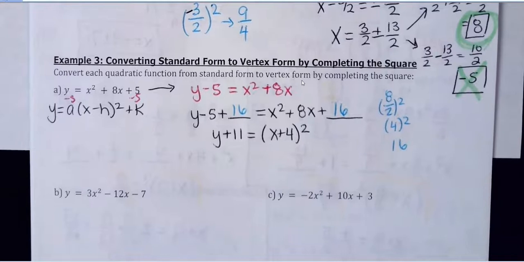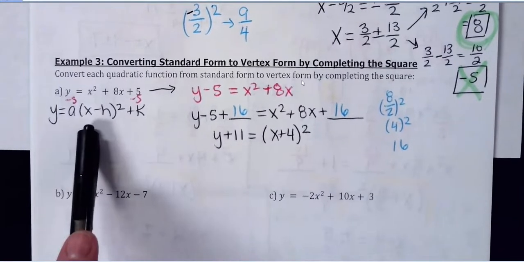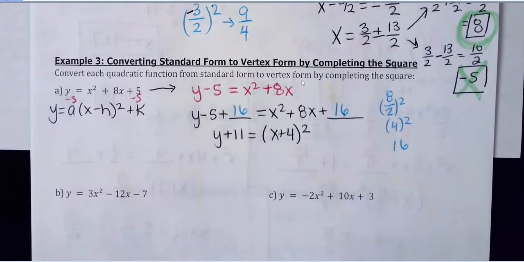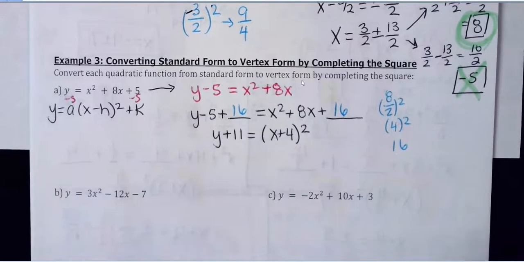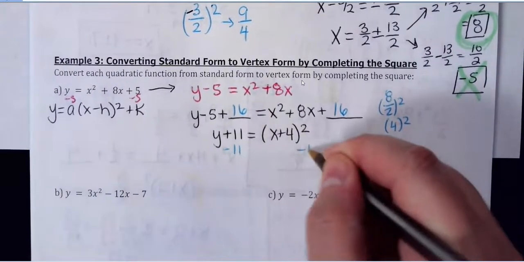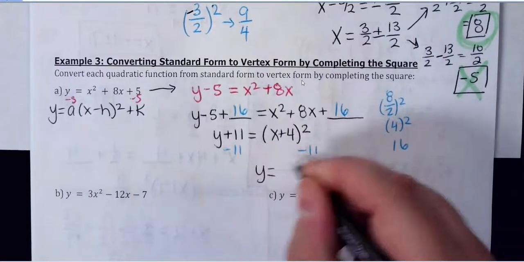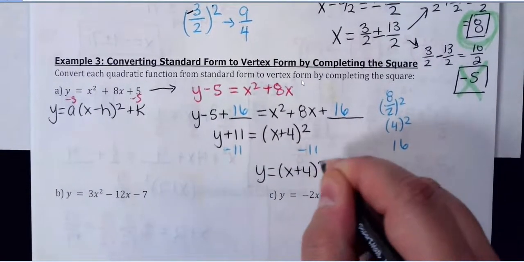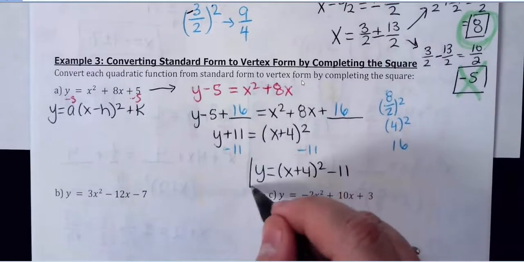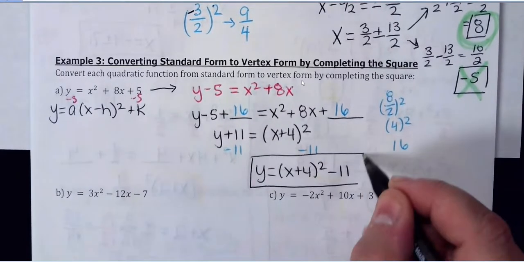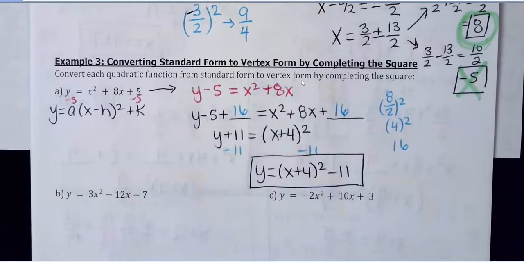Now, I'm trying to make the equation look like this, the vertex form. Literally, all you got to do, just move the 11, and it's just going to be subtracted kind of to the end, on the other side of the parentheses. So this would be x plus 4 squared minus 11. And there we just transformed the standard form into vertex form by completing the square.